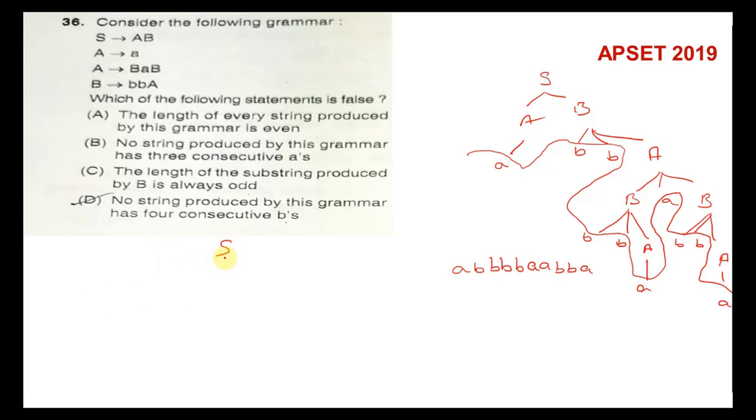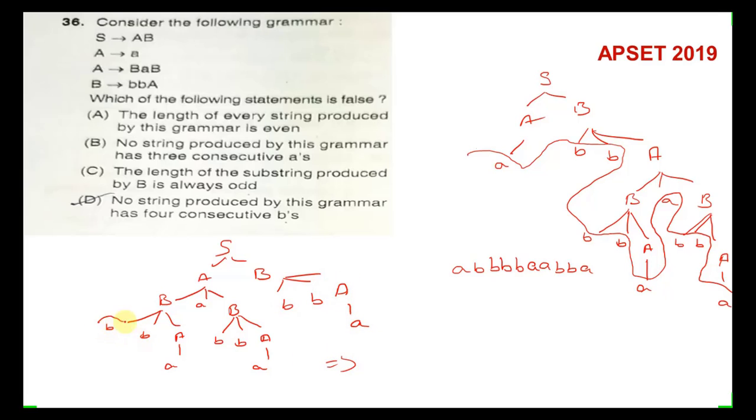S is expanded with AB, and this A is to be expanded with B, and this B is expanded with B, A, and this A is extended with A, and B is expanded with B, A, and this A with A, and finally this one is B, A, and A is expanded with A. Now you get the string, that is B, A, B, A, B, and A, so you can write it as B, A, double B, A, double B, and A. Now observe the options.